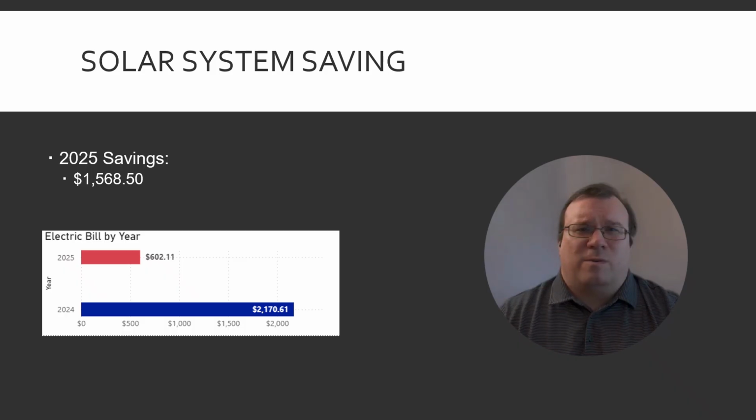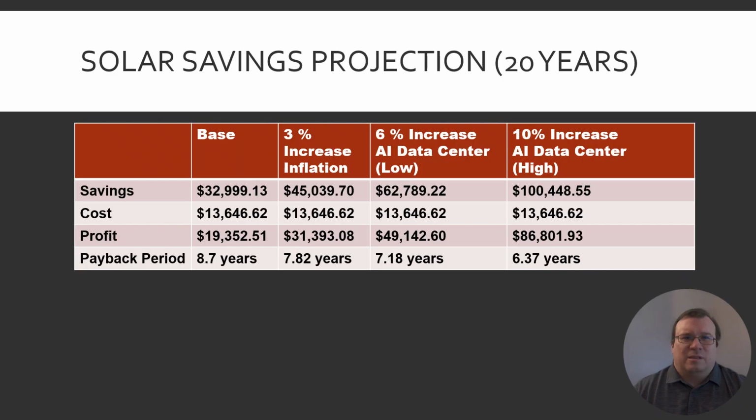So how much did the homeowner save in 2025? In 2024, the homeowner spent $2,170.61 in electricity. In 2025, the homeowner spent $602.11. The homeowner saved $1,568.50. So with that $1,568.50 saving, let's make some projections.